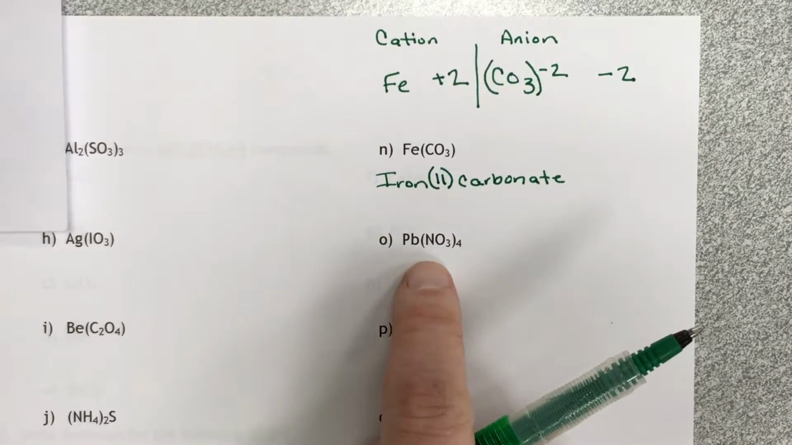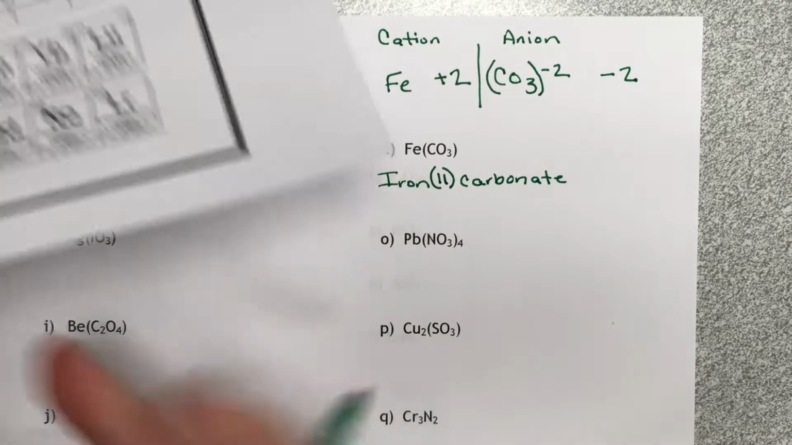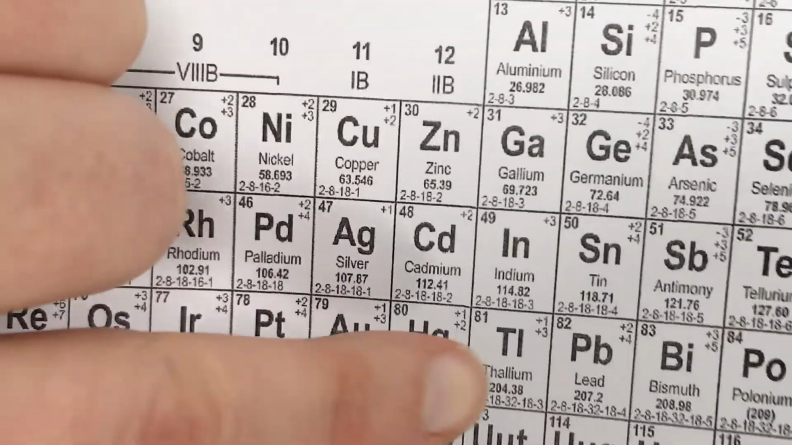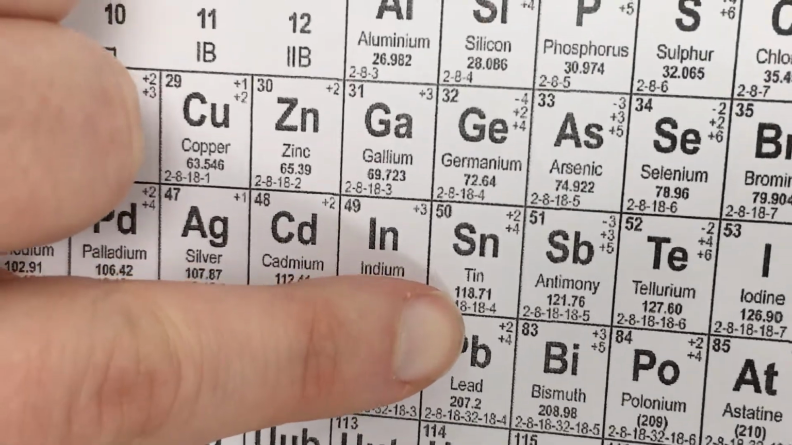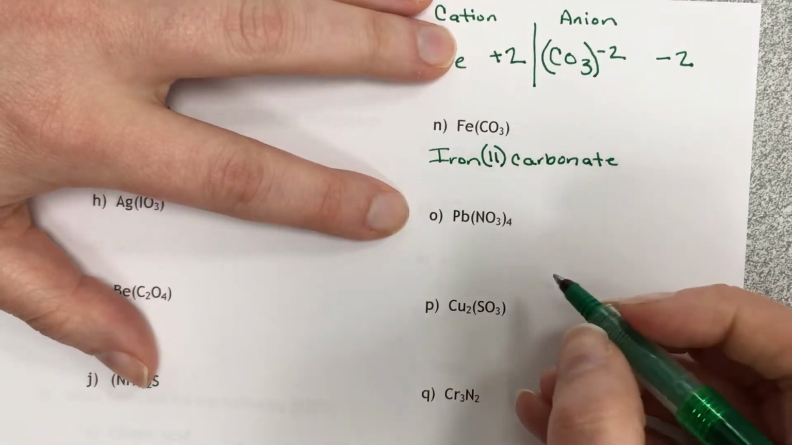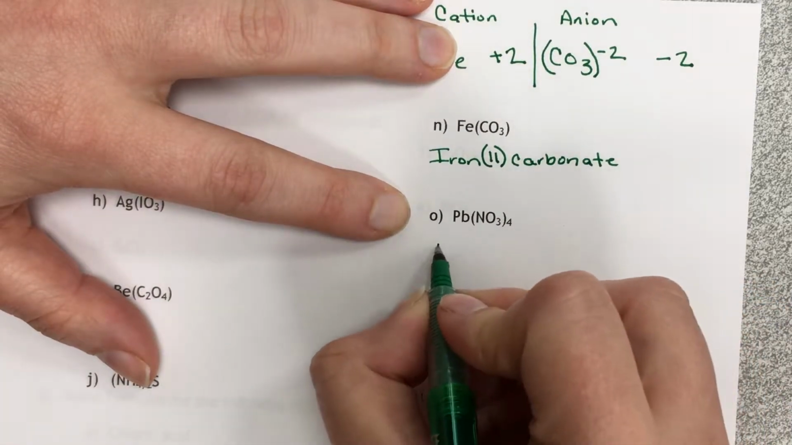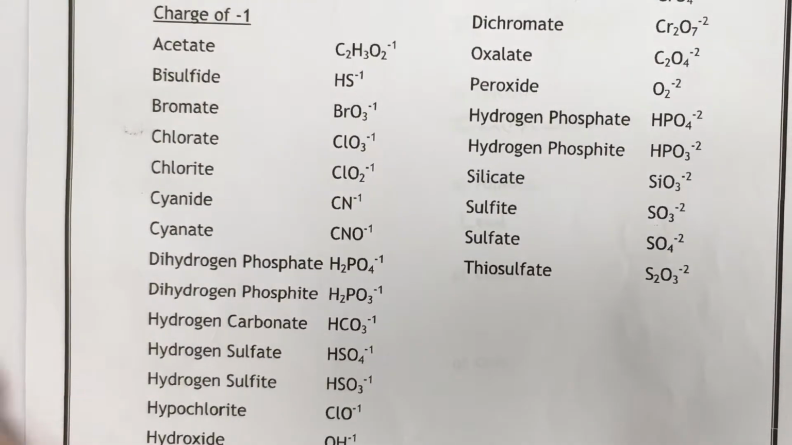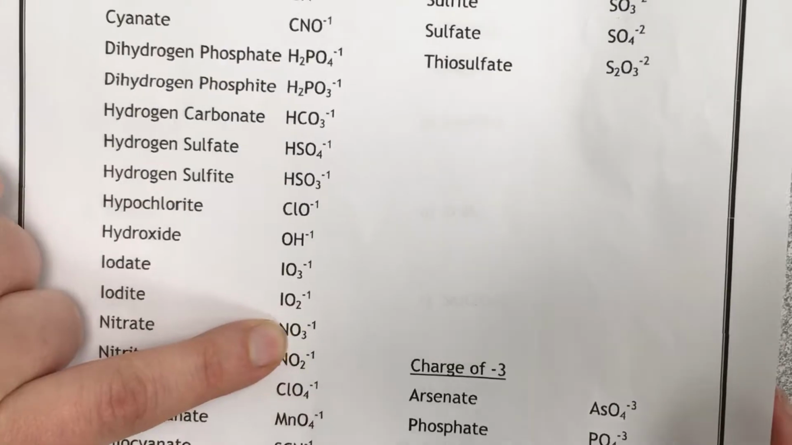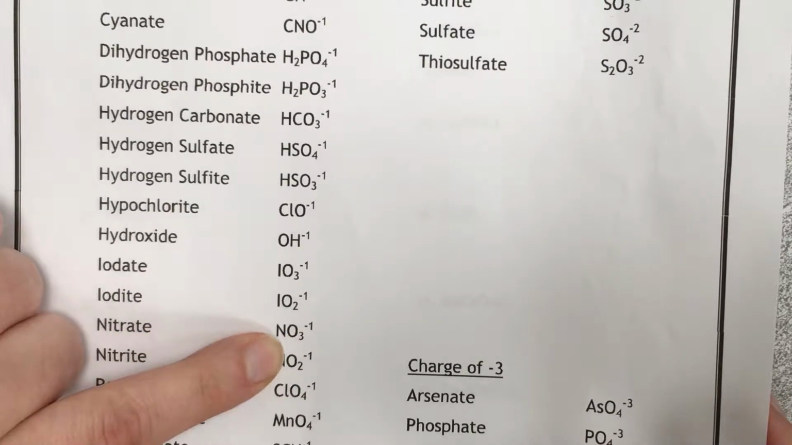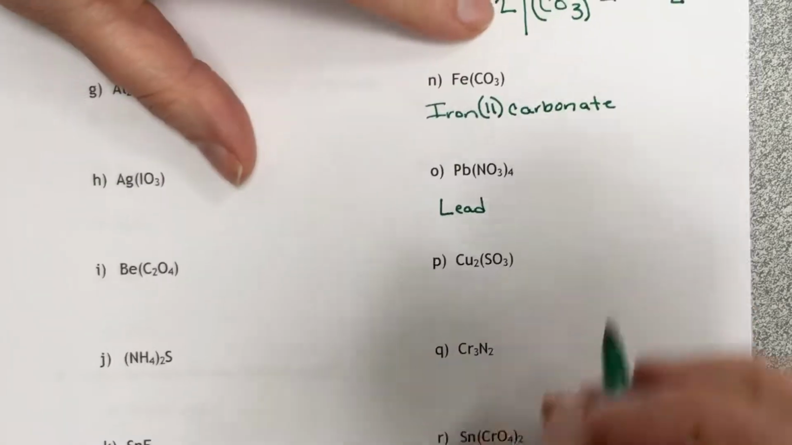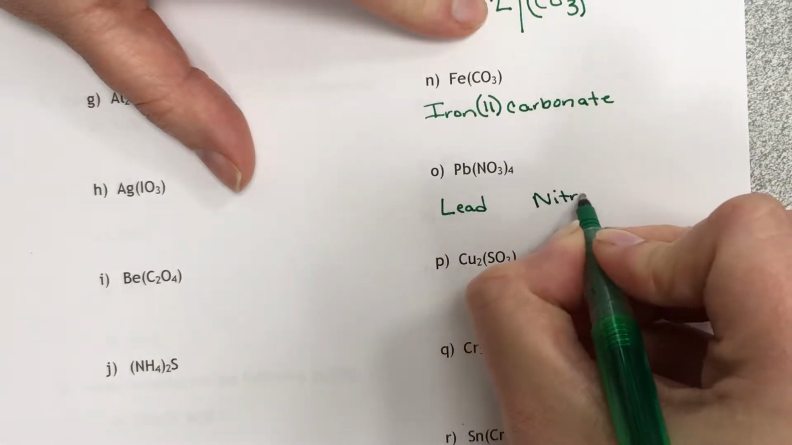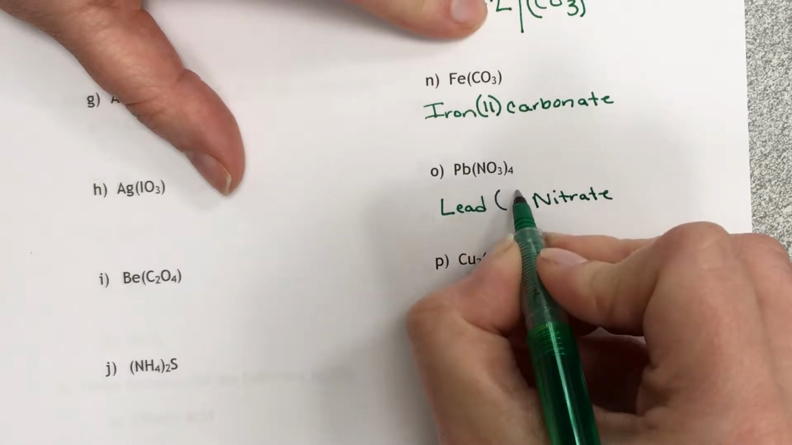Let's move on to lead. That is one that has multiple charges, so we'll go on with that one. So lead is right here, okay? So it could be a +2 or a +4 charge. We don't know what charge, so we have to indicate it with a Roman numeral. So lead and NO3 4. NO3 is on our ion list. Nitrate, NO3, it's a -1 charge. So lead, and we have nitrate. Okay, and now we just need to know the Roman numeral.